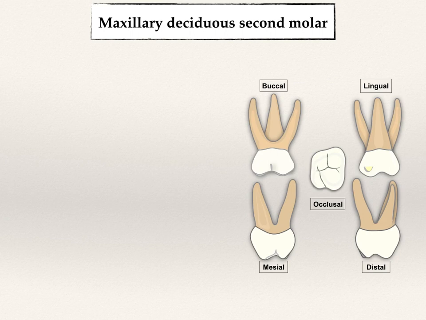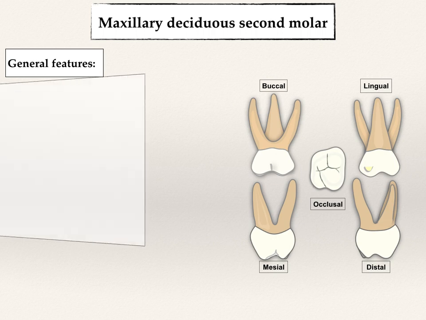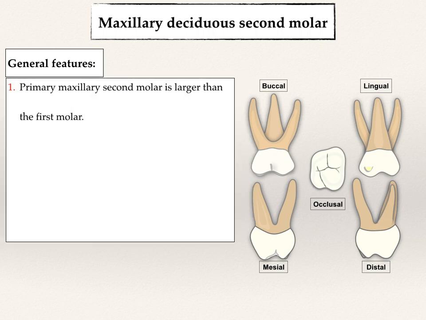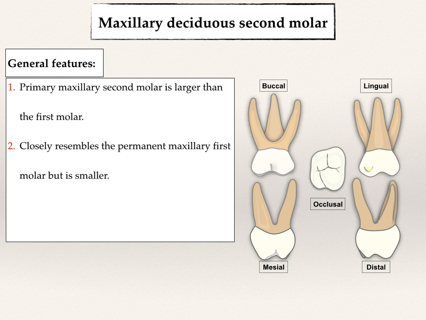Maxillary deciduous second molar. The primary maxillary second molar is larger than the first molar. It closely resembles the permanent maxillary first molar but is smaller. The maxillary second deciduous molar has a cusp of Carabelli.